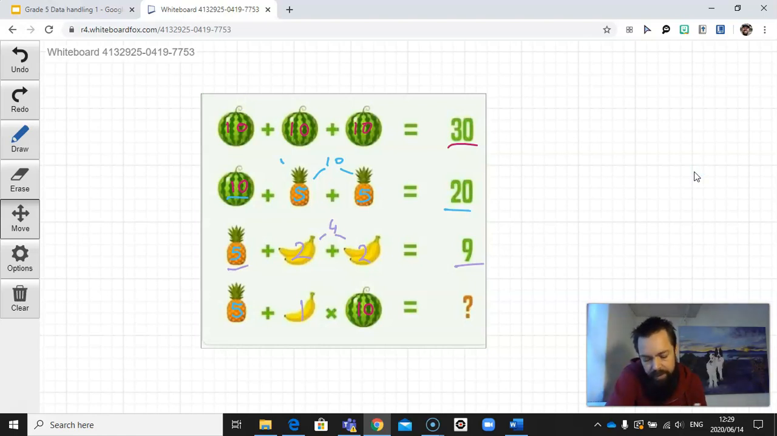Now, just remembering BODMAS, the order of operations, which tells us that before we do the adding, we have to do the multiplying. So 1 times 10 is 10. That's the answer to this part here, 10. This part is 5. We add those together and we get that the answer is 15.